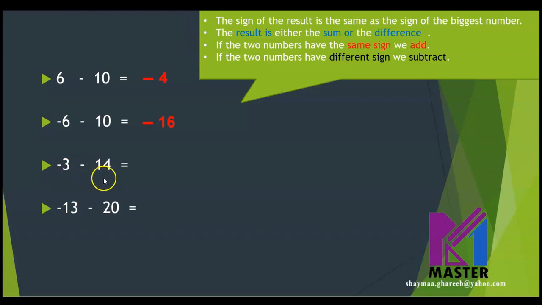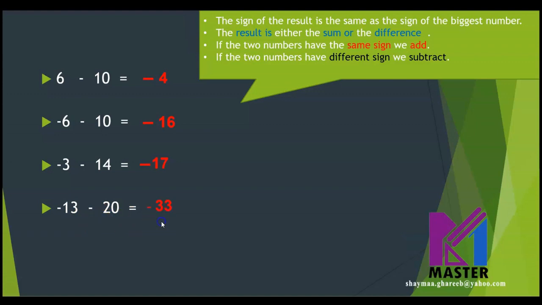In the third example, we have negative 3 minus 14, which means you are going to take away 14 from the negative 3, or you are going to count backward by 14, starting from the negative 3. So the number is getting smaller than the negative 3 by 14. So the answer will be negative 17. When you start to count backward, starting from the negative 3, you are going to reach negative 17. Negative 13 minus 20 will do exactly the same.